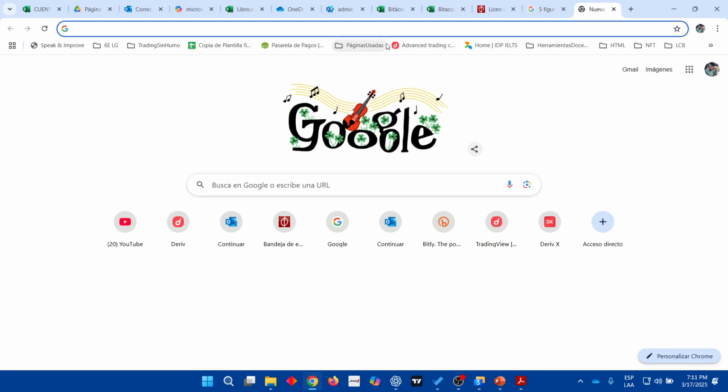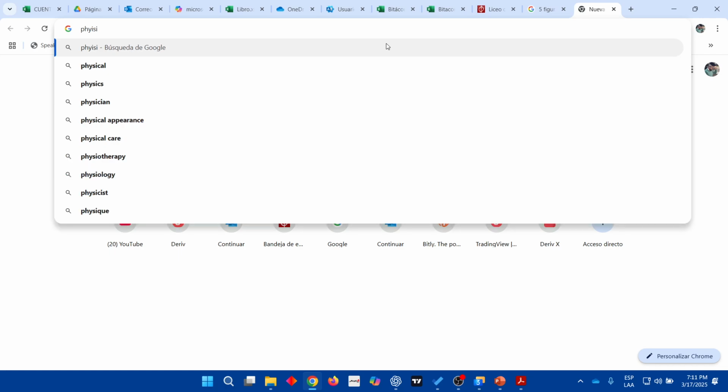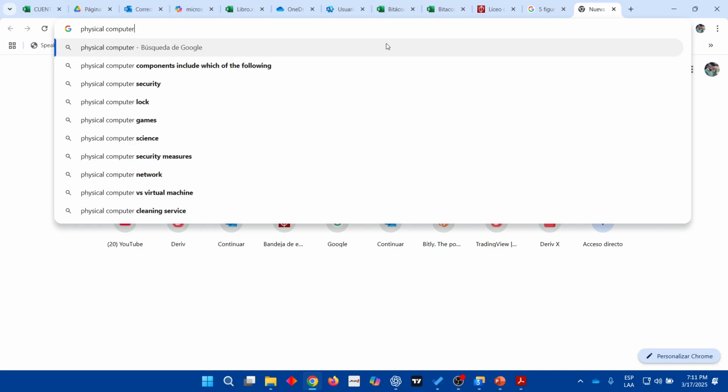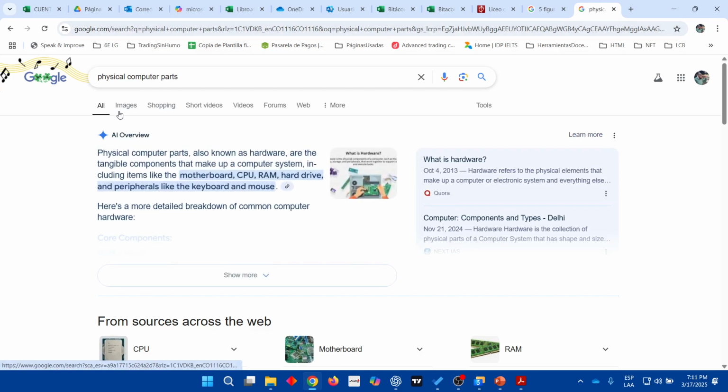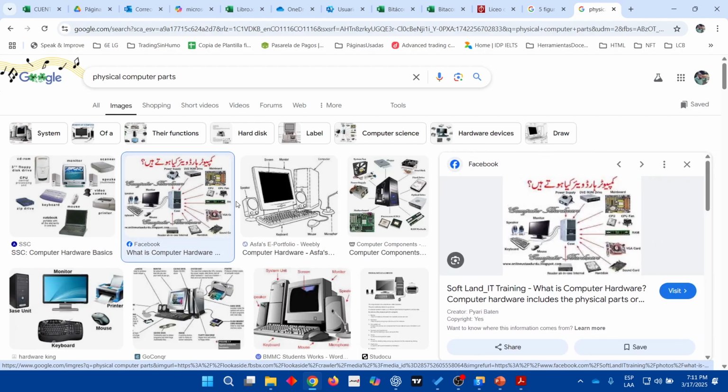So let's put here physical computer parts. This is all that we have in our computers as physical. You have the mouse, the keyboard, the screen, the speakers, and many other devices. But inside we have more physical parts.